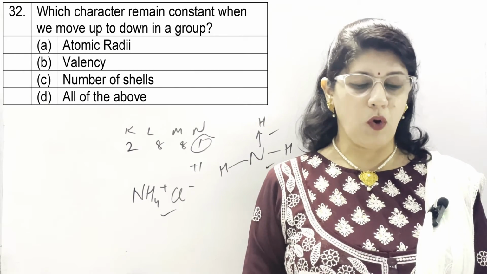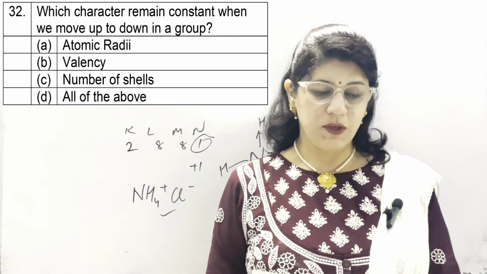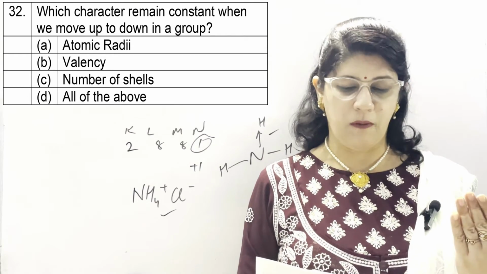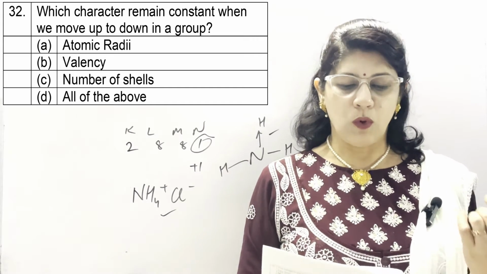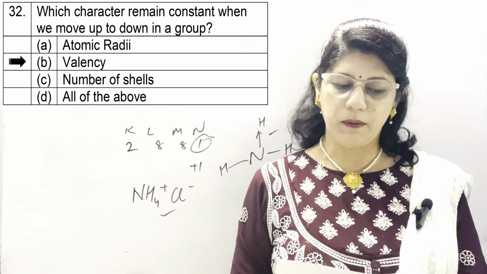Question number 32. Which character remains constant when we move up to down in a group? Options are atomic radii, valency, number of shells, all of the above. In the group, number of valence electrons remains same. So the character, valency, remains same. It means option number B.